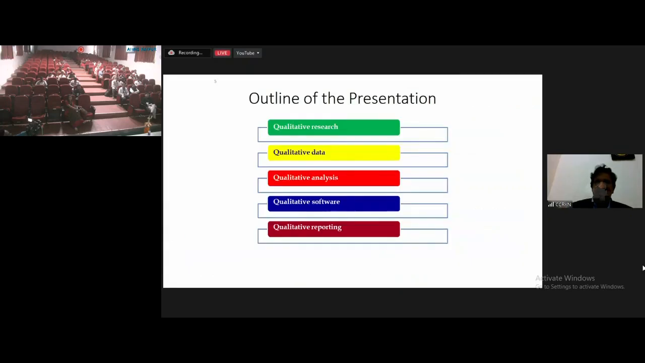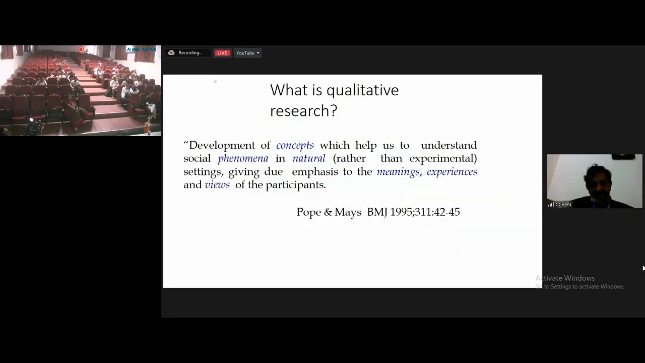So when you talk about today's presentation, I want to make you recapitulate what qualitative research is, qualitative data, which all of you know about since morning, qualitative analysis software, and qualitative reporting. What I'm trying to do is bring these aspects into yoga research. So I'm going to give you examples and questions. So what is qualitative research?